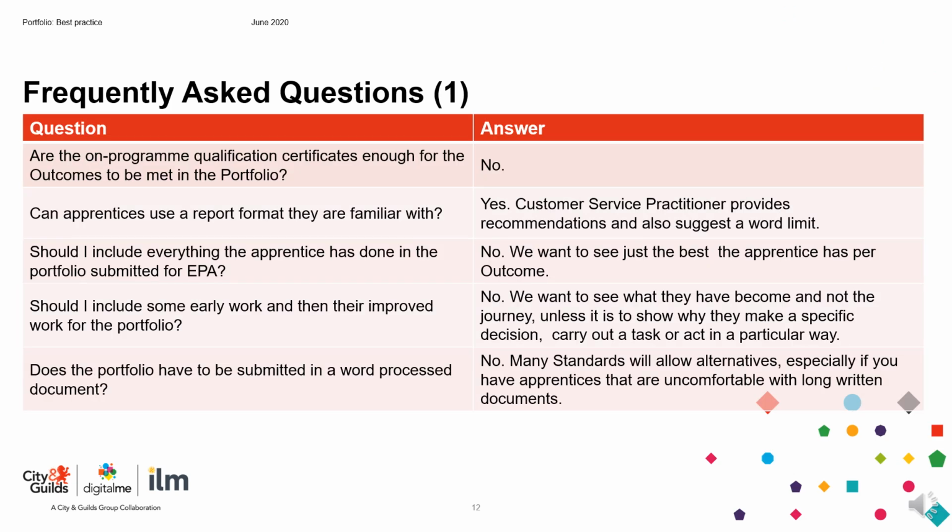We're now going to look at some of the frequently asked questions we receive at City & Guilds regarding portfolios. The first question: are the on-programme qualification certificates enough for the outcomes to be met in the portfolio? Unfortunately, the answer is no. The certificates only prove the apprentice can pass a test on any given day. We actually need to see how they link what they have learned to what they do in their job role.